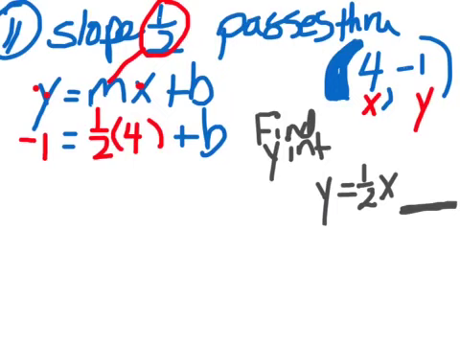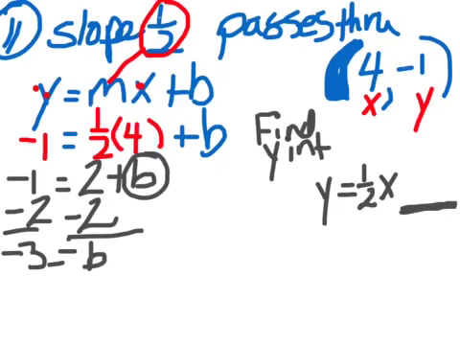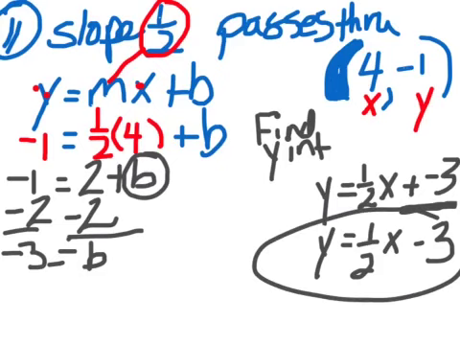Okay, so let's simplify first. Negative 1 equals, well, 1/2 of 4 is 2, plus b. And if I want to know what b is, all I have to do is get it by itself. That's what solving does for us. It allows us to find out missing things. I'll subtract 2 from each side, and my b is negative 3. That's exactly what I needed over here. And since it's a negative 3, I could put plus negative 3, but what I tend to do is realize that adding a negative is the same thing as subtraction. That's how we define subtraction. I'll just put it in and we're done.